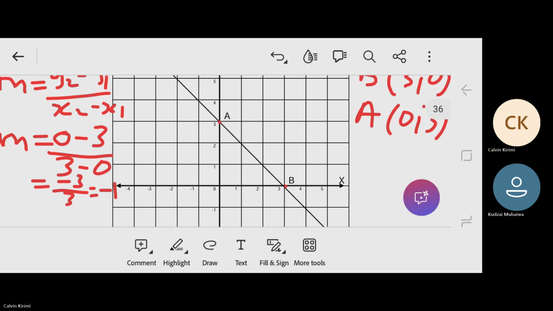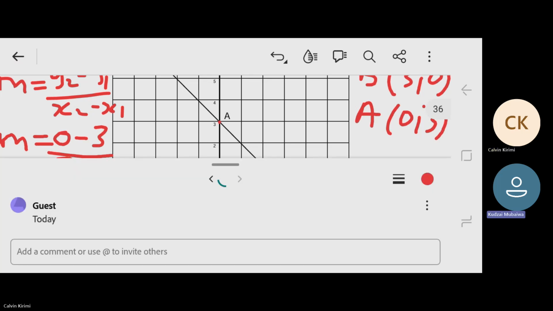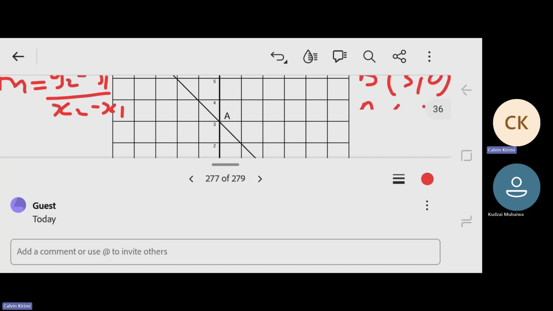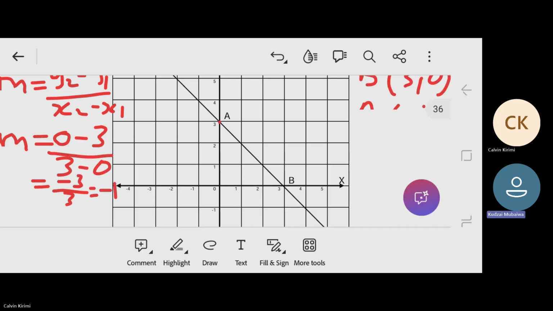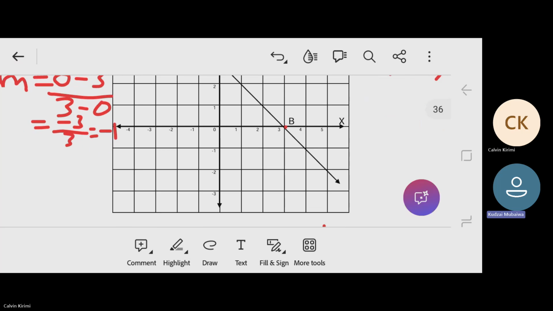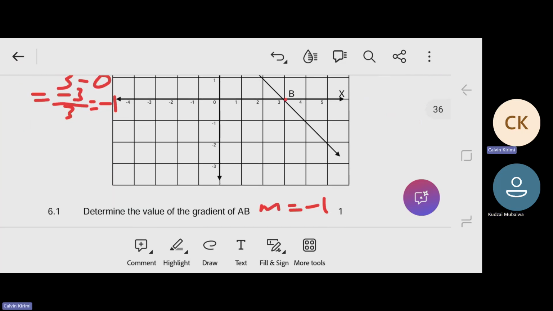What do you do? We want the equation of the line. We have the gradient now. We have 2 points now. What do we do? I forgot. But where do you write your things?